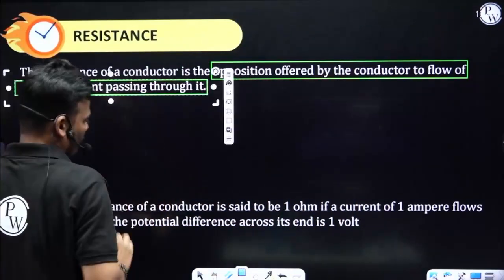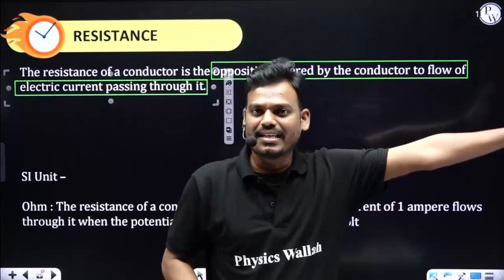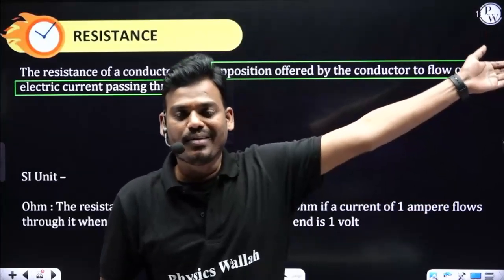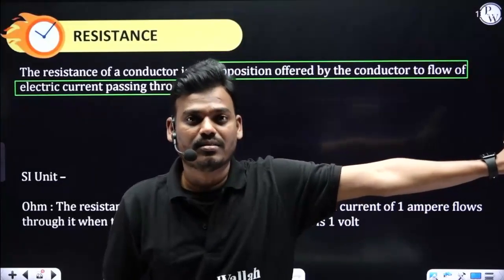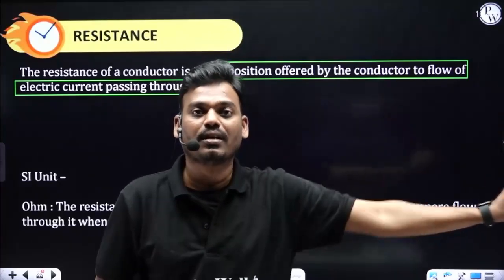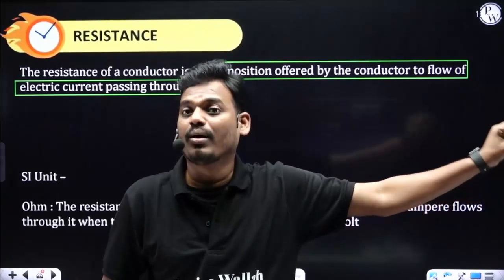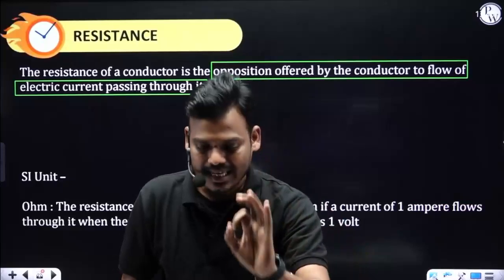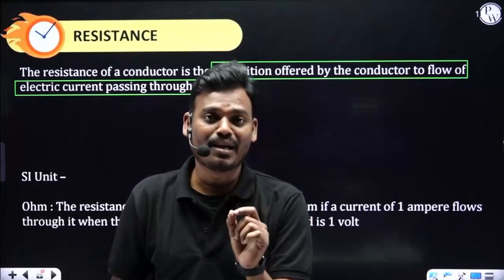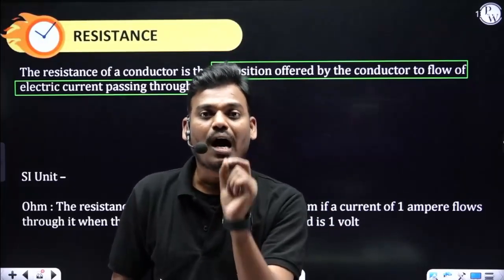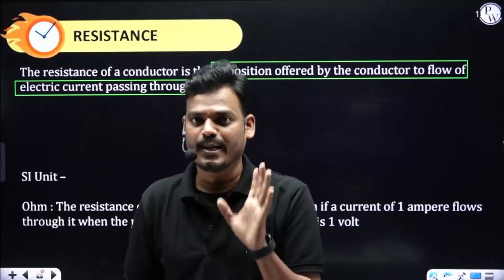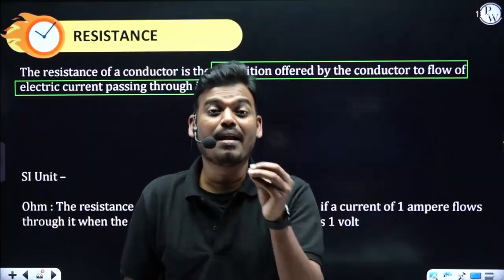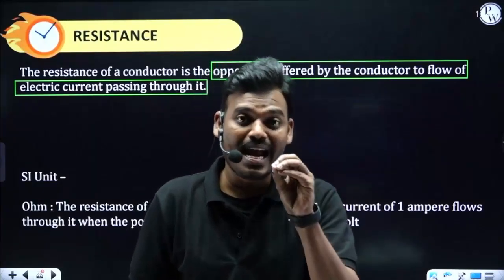Opposing the flow of current means it is always against the current. If the current is increasing, it will say no, you cannot increase. That is what this property of a body does, and we call it resistance. So resistance is nothing but the opposition offered to the flow of a current. It is like an enemy for the current.